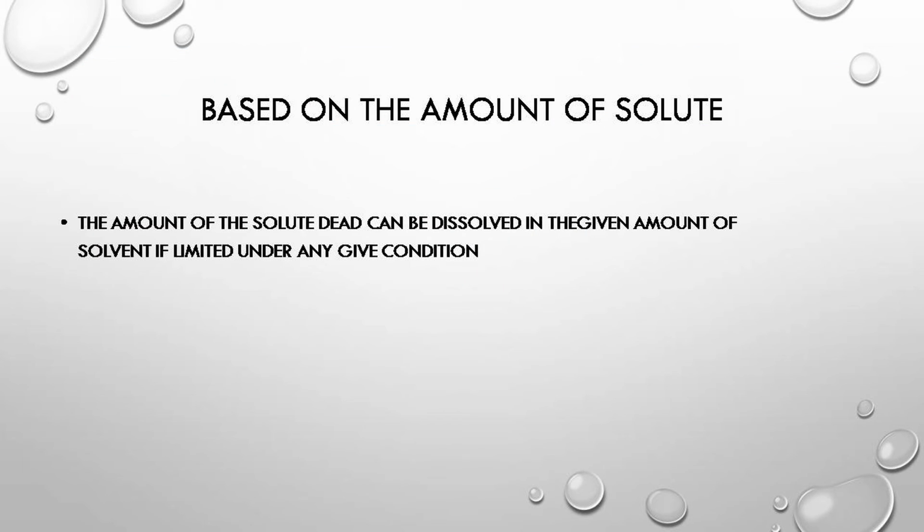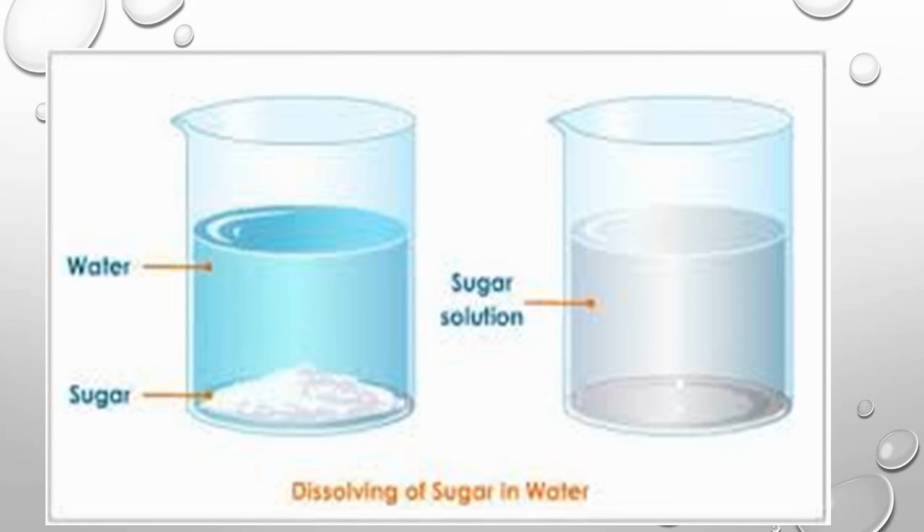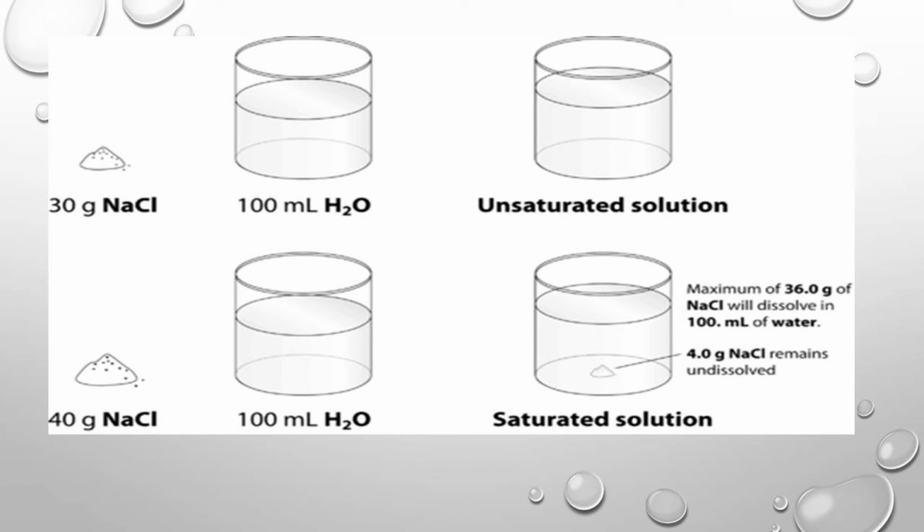So next one, based on the amount of the solute. This is the amount of the solute that can dissolve in a given amount of the solvent under given conditions. Based on the amount of solute, solutions can be divided into three types: one is a saturated solution, another one is an unsaturated solution, and the third one is a supersaturated solution. I show it in the picture also.